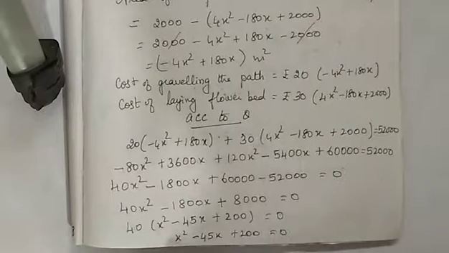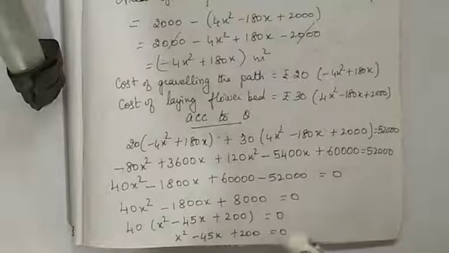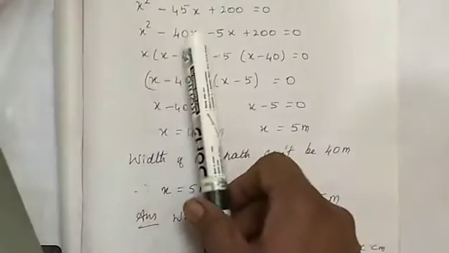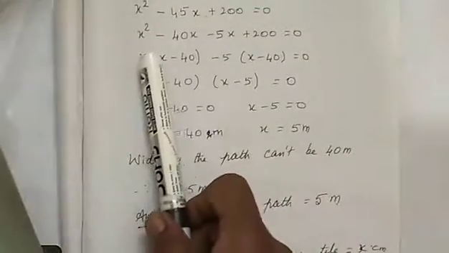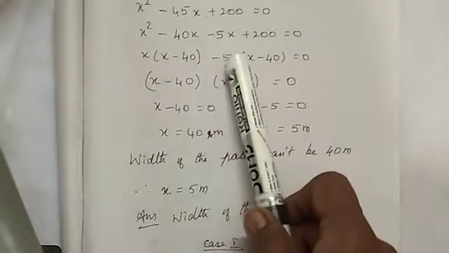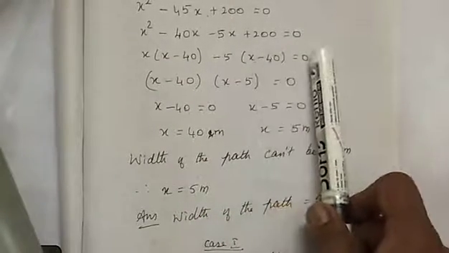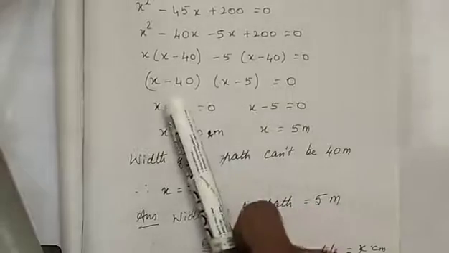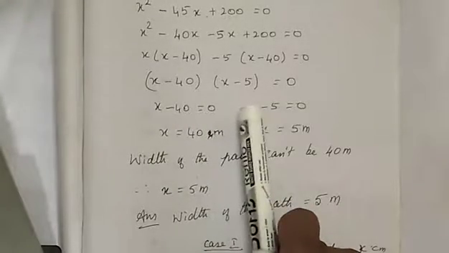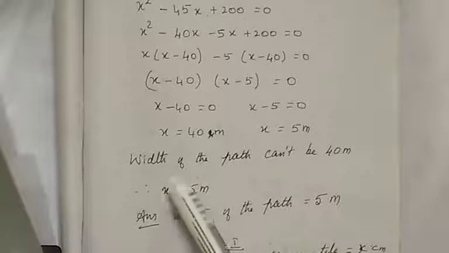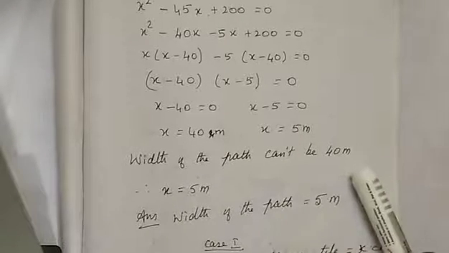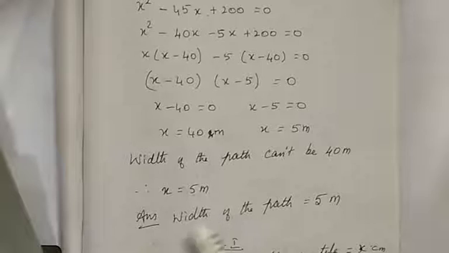Solve it, you will get the quadratic equation x squared minus 45x plus 200 is equal to 0. Split the middle term. You will get x squared minus 40x minus 5x plus 200 is equal to 0. Now group it. (x minus 40) into (x minus 5) is equal to 0. x is equal to 40 meter and 5 meter. Now the width of the path can't be 40 meter. So take x is equal to 5 meter. Width of the path is equal to 5 meter.